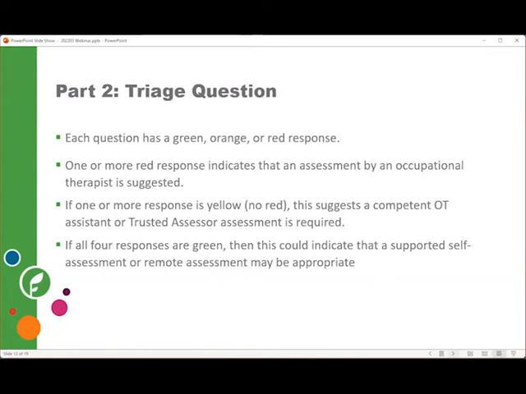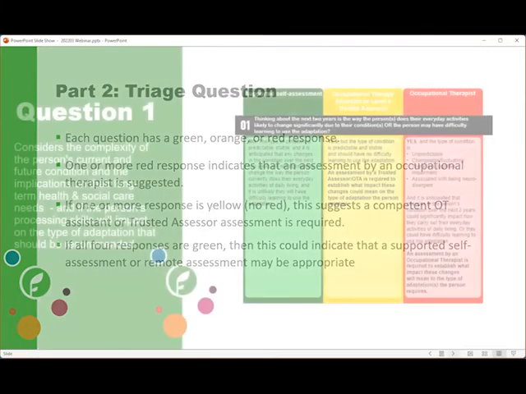If one or more responses is yellow and there are no reds, then that suggests that either a competent OT assistant or a trusted assessor is needed to support identifying what is necessary and appropriate. And then if all 4 responses are green, then this could indicate that a supported self-assessment or remote assessment might be an appropriate route for that individual. So let's have a look at the questions.